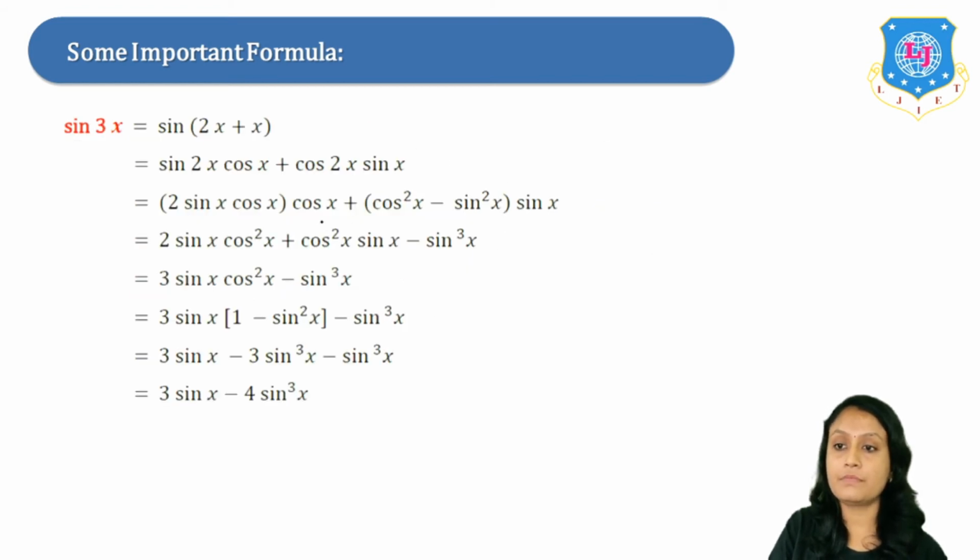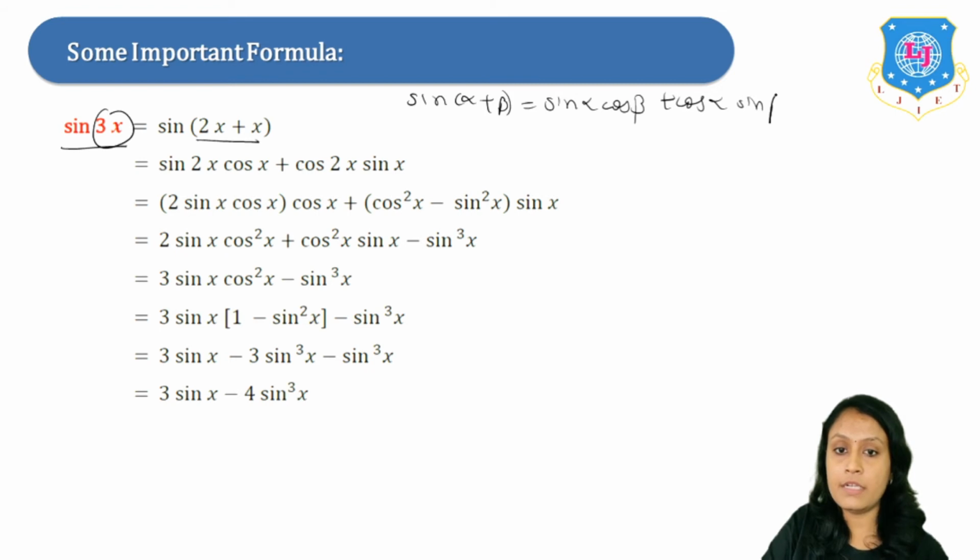Now we'll derive the formula for sine 3x. So this 3x we will write down as 2x plus x. And we'll apply the formula of sine alpha plus beta, that is sine alpha cos beta plus cos alpha sine beta. Right, in place of alpha we have to write 2x and in place of beta write down x. So you will get this result. Now we know formula for sine 2x, that is 2 sin x cos x, and cos 2x is cos square x minus sin square x. Multiply cos x inside sin x, inside and simplify.